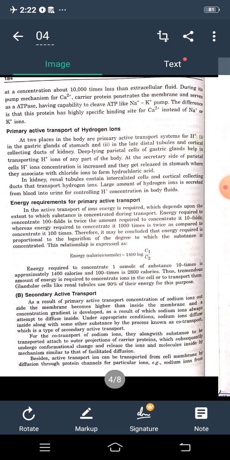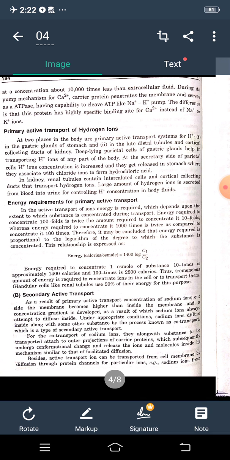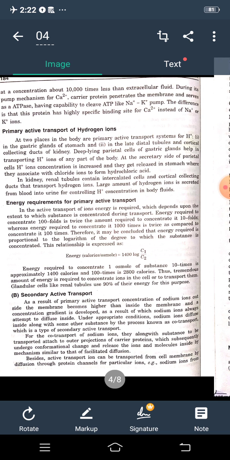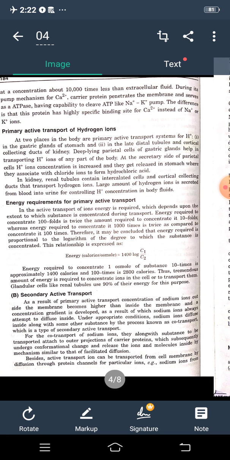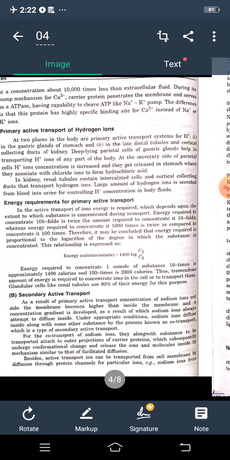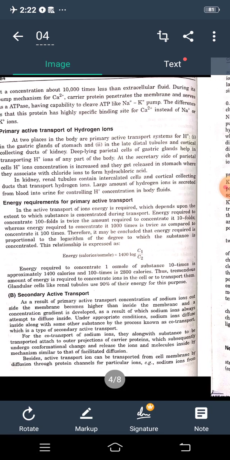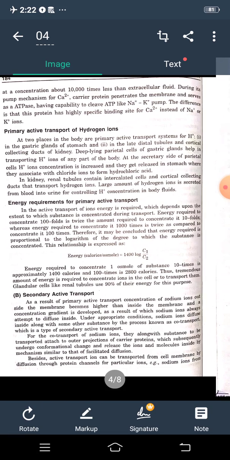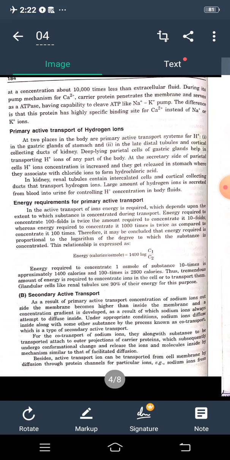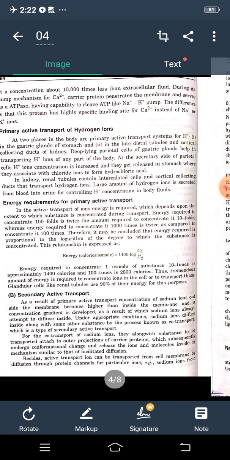There are two places in the body with a primary active transport system for H plus protons: in the gastric glands of the stomach, and secondly in the late distal tubules of the cortical collecting ducts of the kidney. Deep lying parietal cells of the gastric glands help in transport of H plus ions. At the secretory sites of parietal cells, H plus ion concentration is increased and they get released in the stomach, where they associate with chloride ions to form hydrochloric acid.